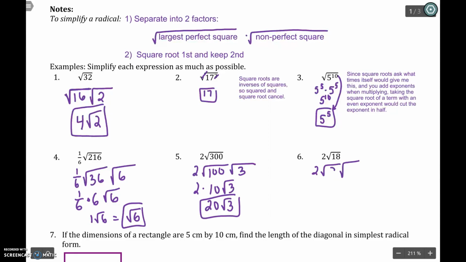And here's another one. The largest perfect square that goes into 18 is 9. It goes in twice. The square root of 9 is 3. And then we would multiply here and get 6 radical 2.